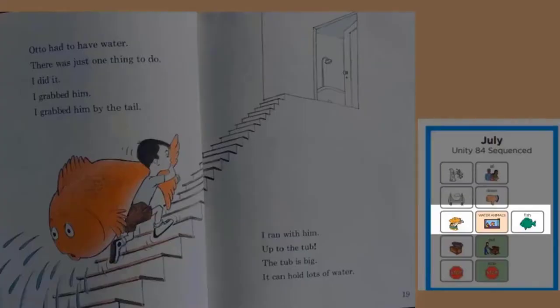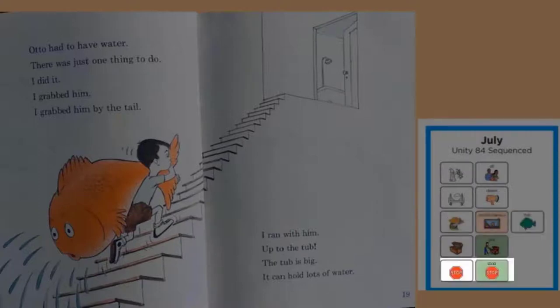He's taking his fish all the way up to the tub because his fish will not stop growing. He is so big. He's going to put him in his bathtub. I can't wait to see what that looks like.